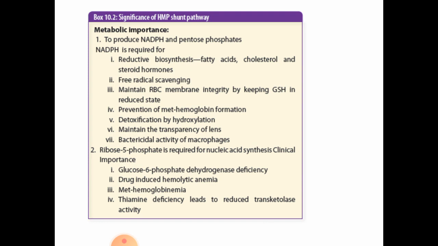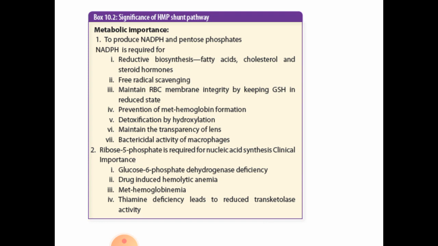You all know what a free radical is, how it is formed, how it affects and destroys the cells, and how important it is that it be removed from the cells in order to protect them. So NADPH helps in free radical scavenging.